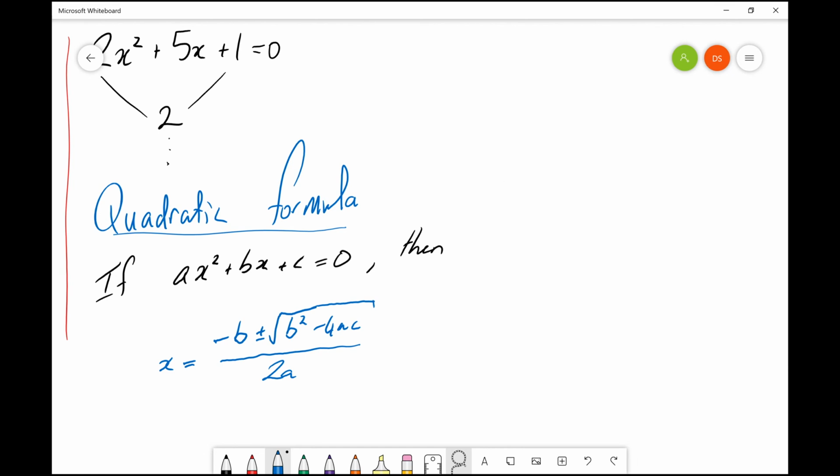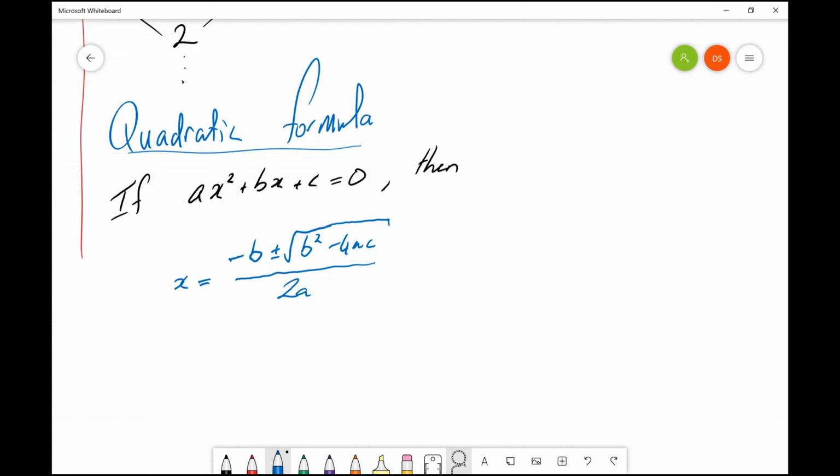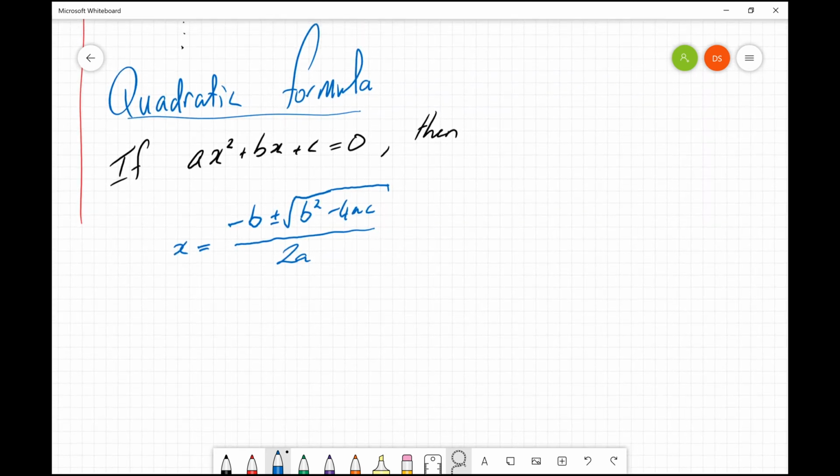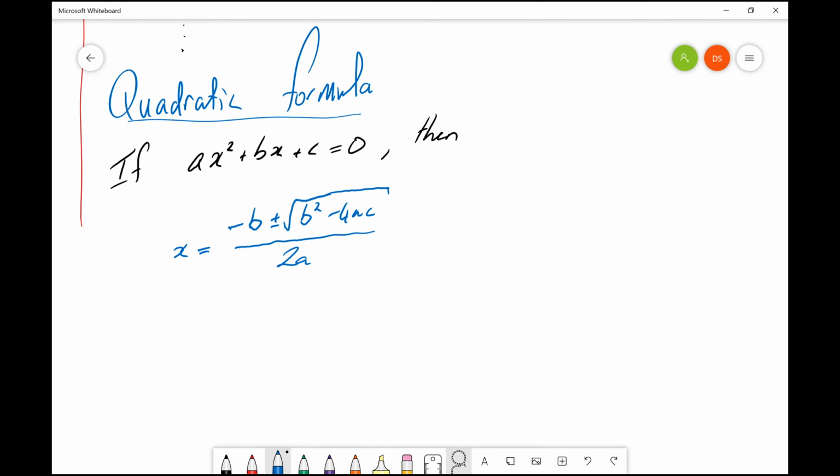Okay? So if you have a quadratic that looks like this, then it is true that x equals this. And the craziest part is this plus or minus symbol in here. The plus or minus symbol means it's either the plus or the minus. So let's test this out on one we already know. Let's try it. Okay, and so let's do this question. Question 1, x squared plus 7x plus 12 equals 0.